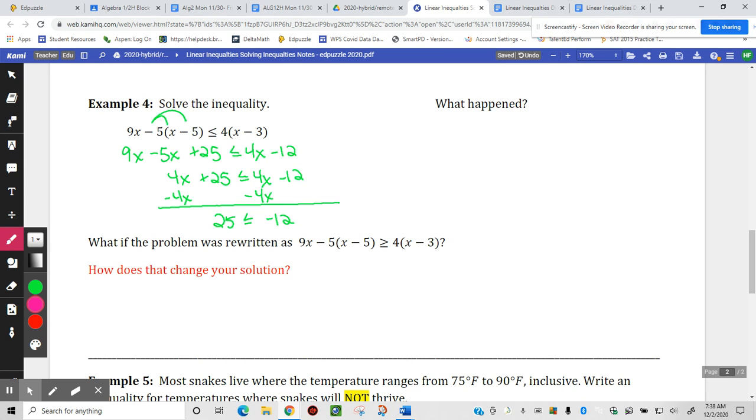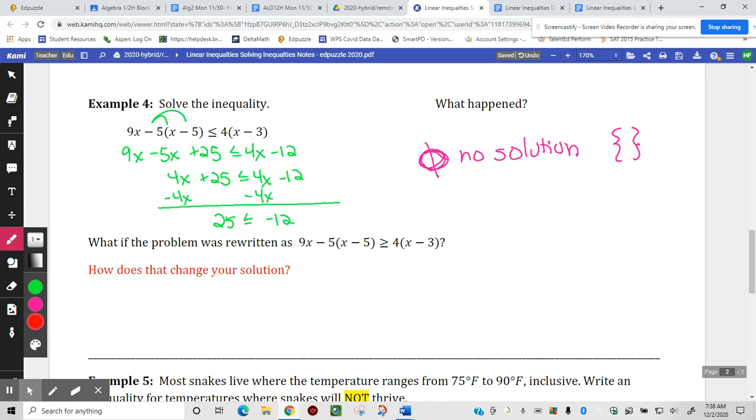What do you think that my answer is for this? Okay. If you have said it is no solution, then you are correct. Kind of looks like a fish. No solution. Okay. So it is no solution. In Delta Math, sometimes they write it as the empty set. But yes, that can happen. Just like when you're solving equations, you can also get no solution.